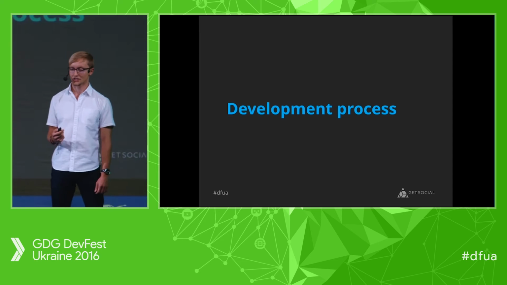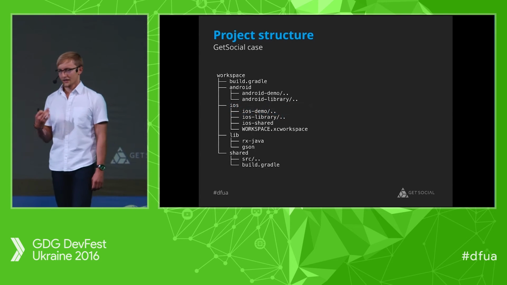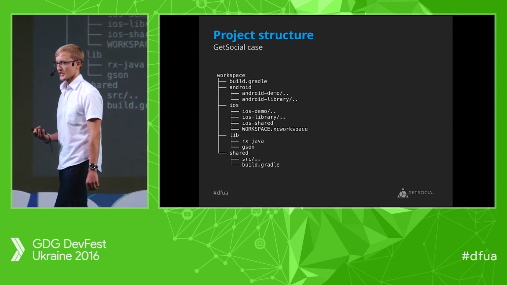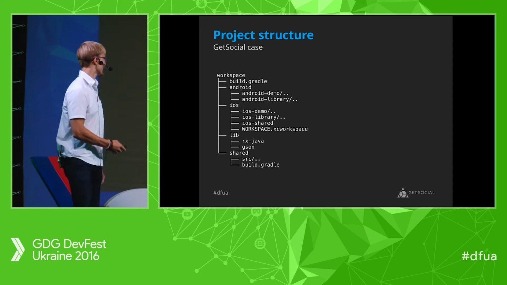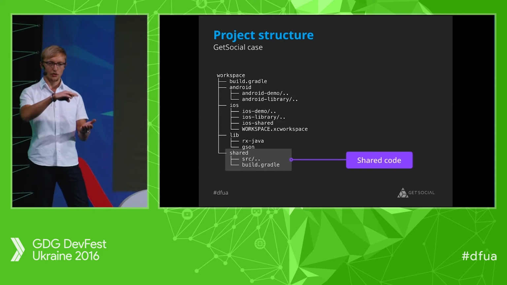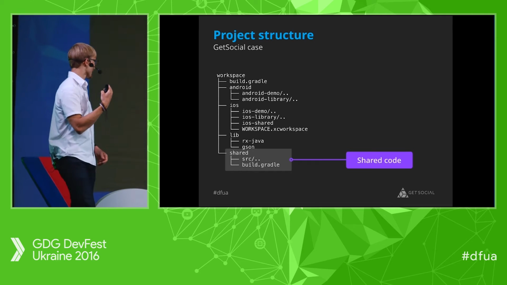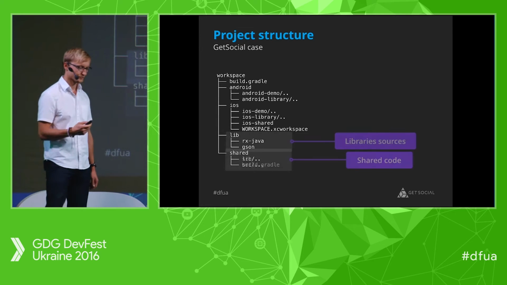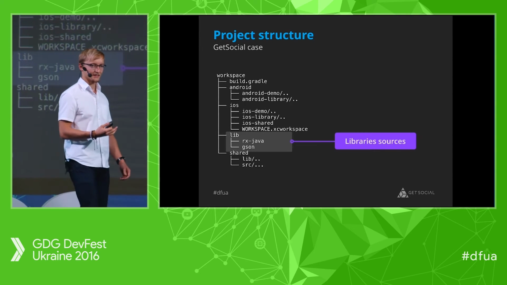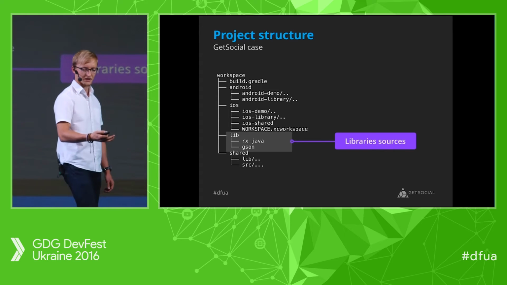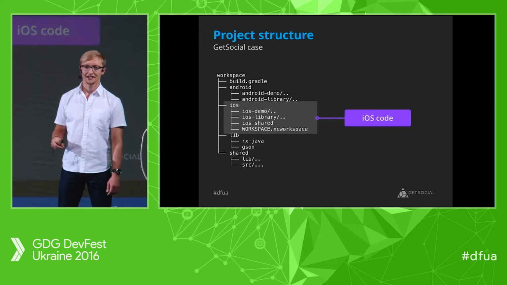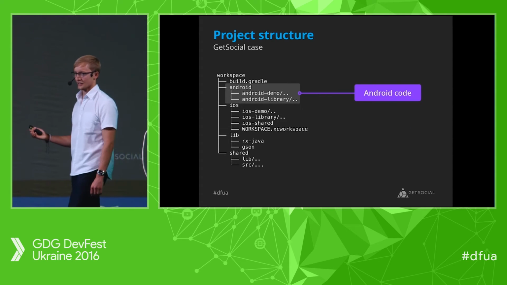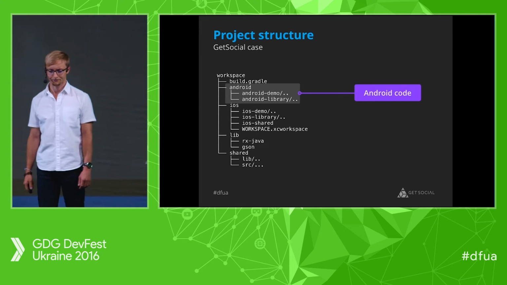Now let's talk about the development process. The J2ObjC Gradle plugin documentation advises you to structure your project similar to this one, where you have a shared module, which is your only Java code, where all J2ObjC configuration is located. You have a separate set of libraries that you're going to cross-compile as well. You have the iOS part and Android. Nothing special, just a Gradle multi-project structure.